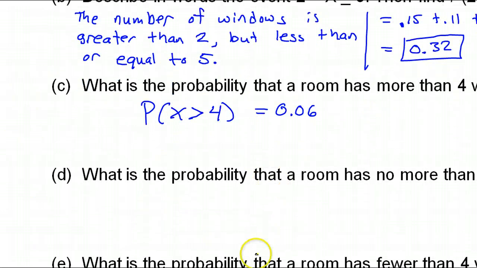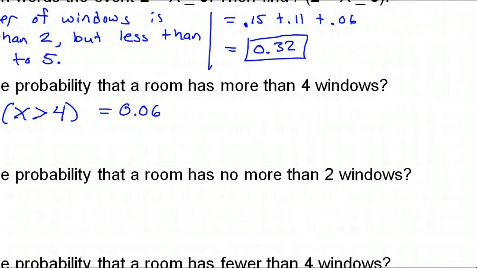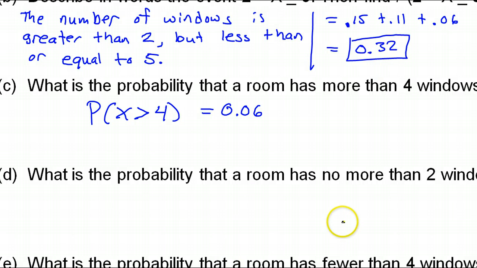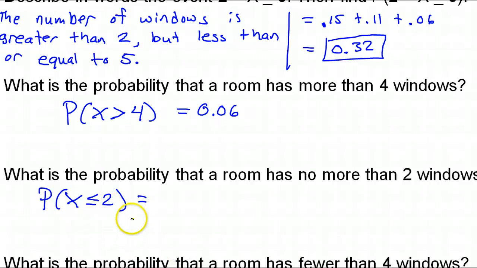All right, what else? What is the probability that a room has no more than 2 windows? Some of you guys just mess up on English, okay? No more than 2. Does that mean 2 or more? Or does that mean 2 or less? No more than 2 means 2 is the maximum, but it could be less. So start with your symbols. First thing you should write is the probability that x is less than or equal to 2. I'll give you a couple points just for writing that down, and you'll lose a couple points if you don't, obviously.